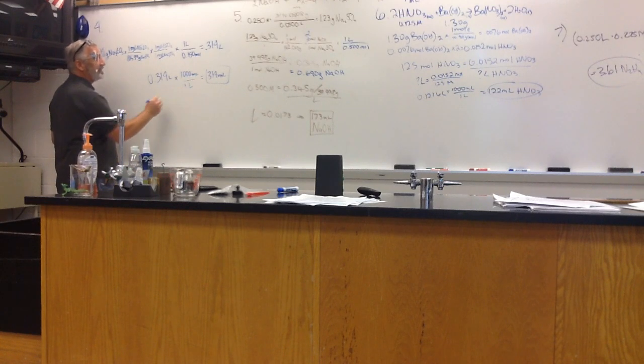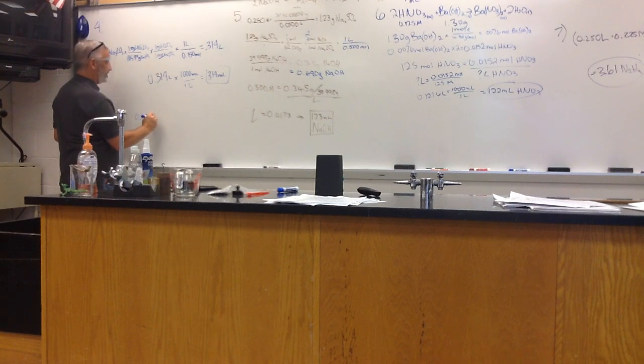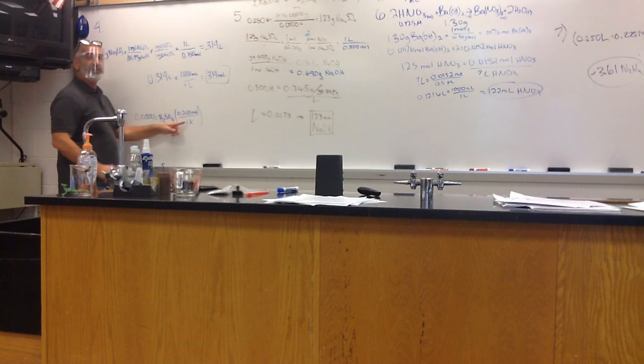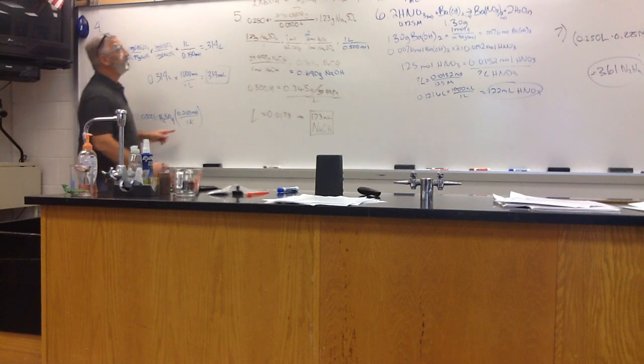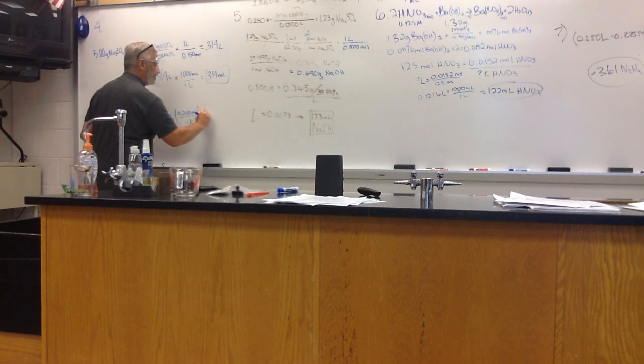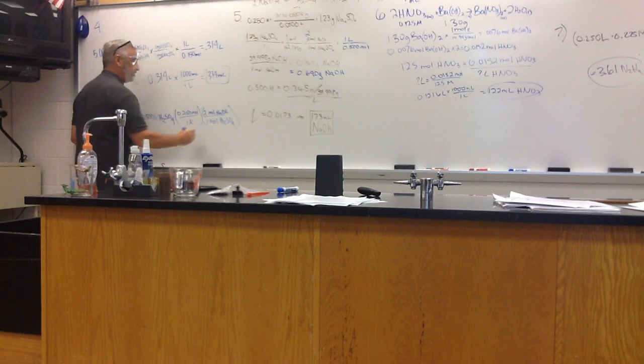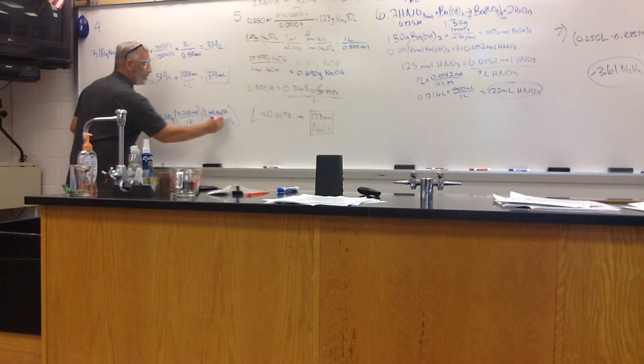So, I'm just going to work the exact same thing. I'm going to start with 0.0500 liters of my H2SO4 times the molarity, 0.250 moles for every 1 liter. That's going to tell me how many moles of H2SO4 I have. Well, I need 2:1. 2 moles NaOH for every 1 mole H2SO4. What's that going to leave me? Moles of NaOH.